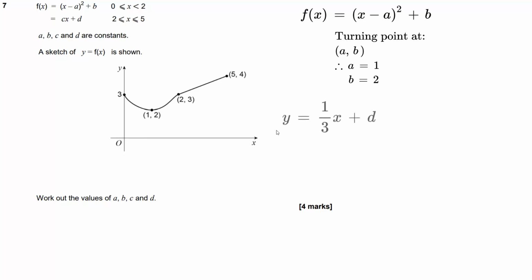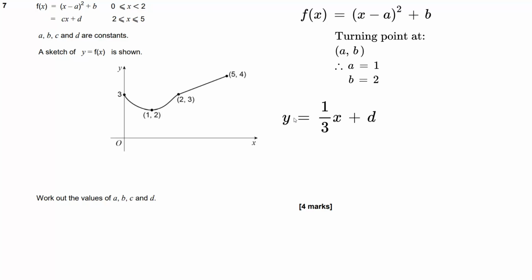And then for this one here, this is just a straight line, and whenever you've got 2 points, you just do change in y divided by the change in x. So 4 minus 3 is just 1, divided by 5 minus 2 is 3, which is 3. So it's y equals 1 over 3 x plus whatever the y-intercept is, and that'll be d.